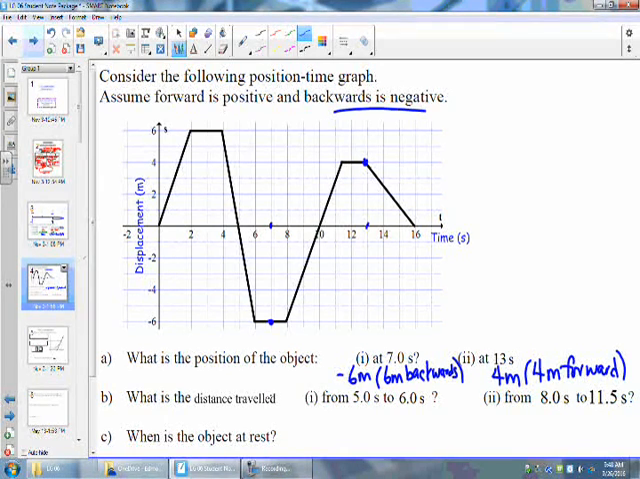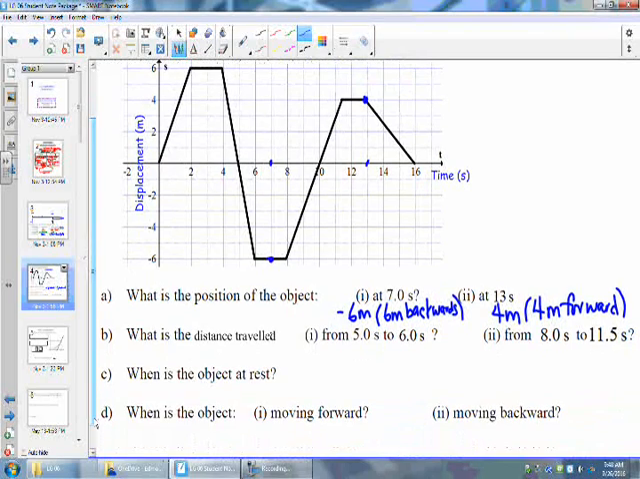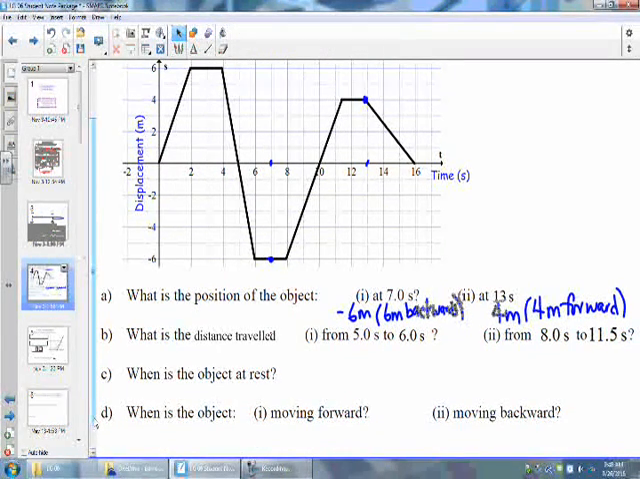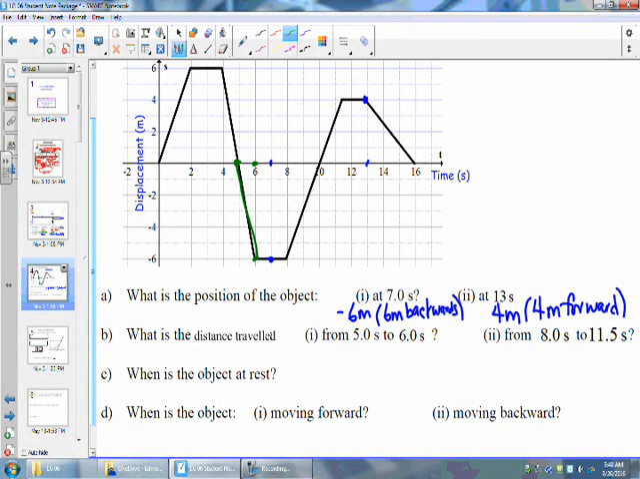Okay, all right, let's look at the next one. What is the distance traveled from 5 seconds to 6 seconds? So our 5 seconds is here, up to 6 seconds is here. So what is the distance traveled right there? Well, distance, remember, is always positive. So even though it's -6, that's kind of what you would see there, we would just say we've traveled 6 meters.